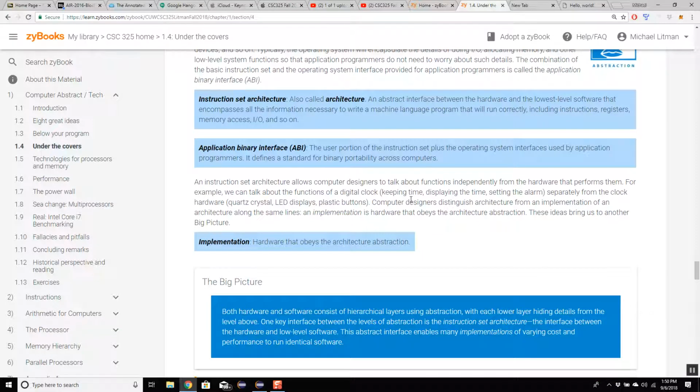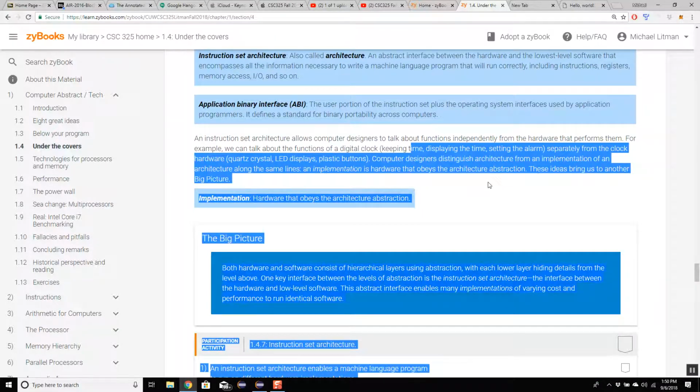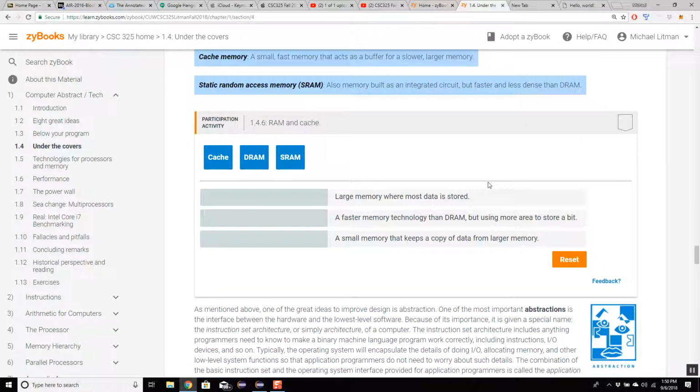What about SRAM? Well, so go large memory with most data is stored. So what's the difference with SRAM? It's supposedly faster than, but I'm not sure what it is. Says it uses more area to store a bit. What would the point of that be?